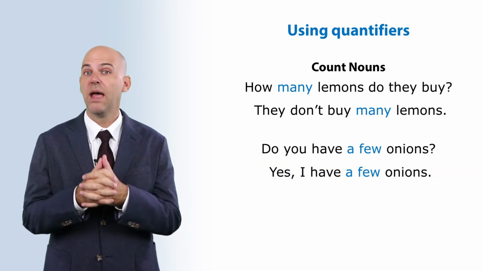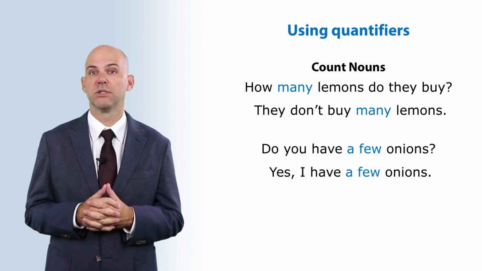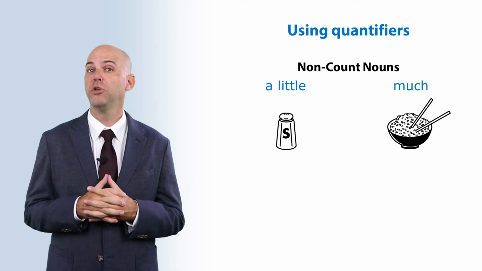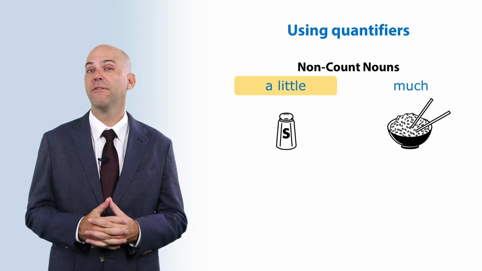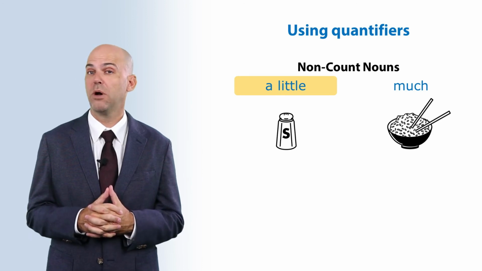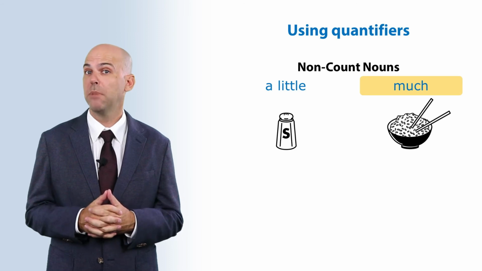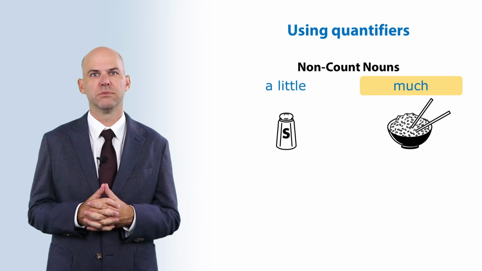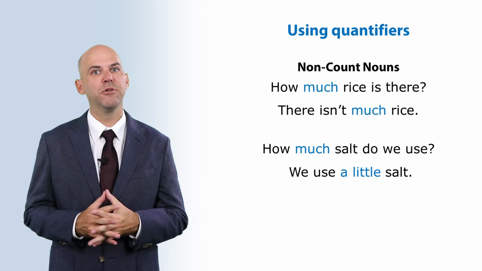Okay, great. Now let's look at quantifiers for non-count nouns. The quantifiers a little and much are used with non-count nouns. Here we have a little salt. A little means a small amount. Here we have much rice. Much means a large amount. Let's try a few examples. Repeat after me.